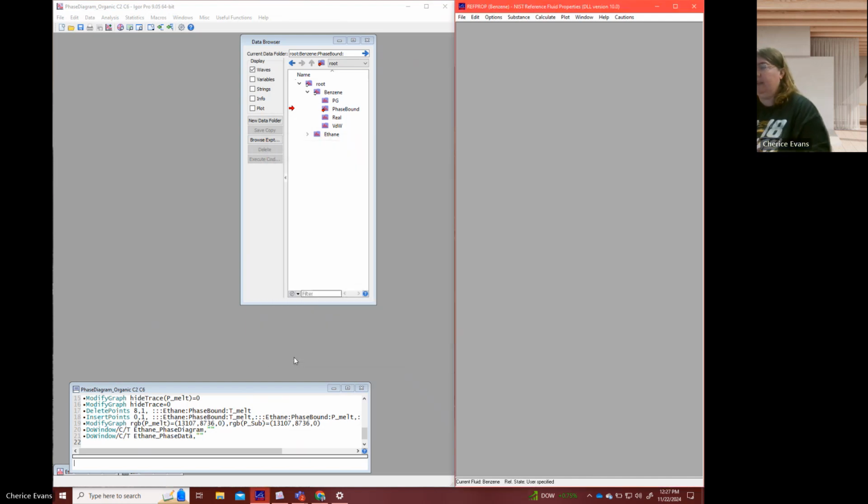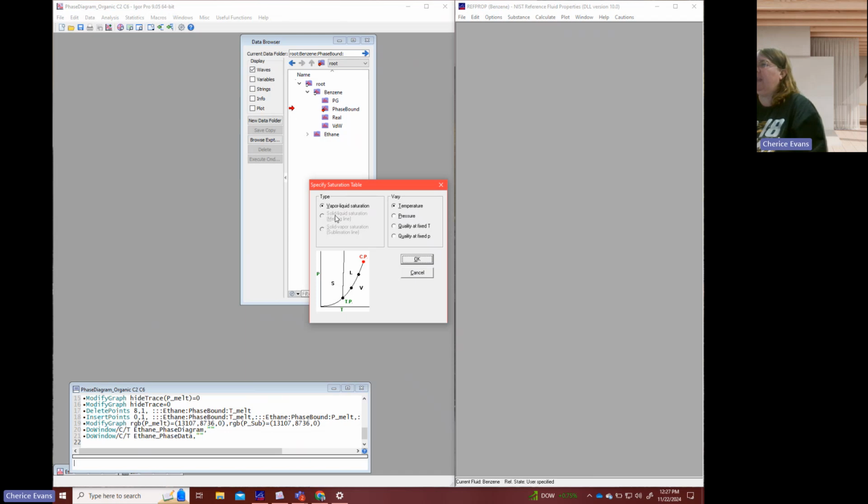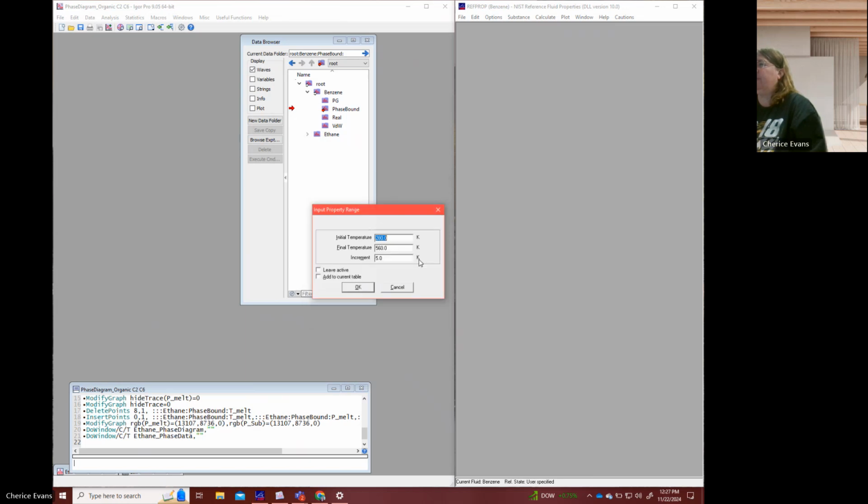Okay, so to get the initial phase boundary, we already know for saturation tables I don't have solid-liquid or solid-vapor. So initially I'm just going to start with vapor-liquid. That would be starting from the triple point, 278.67, going to the critical point, 562.02, and I'll initially step by, say, 2.